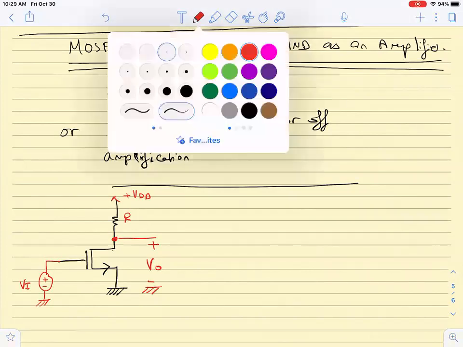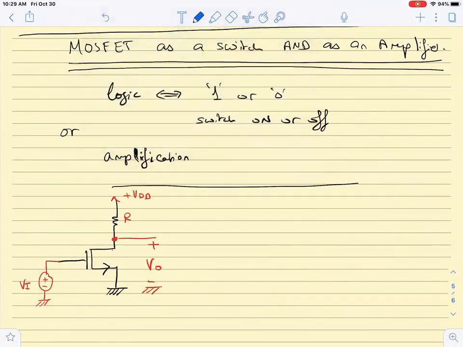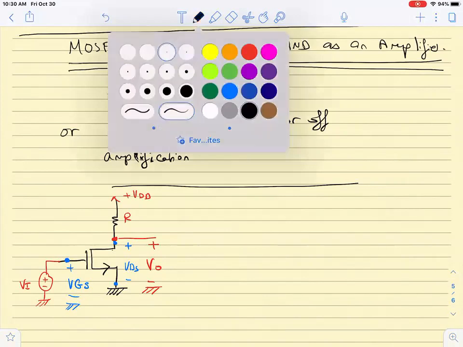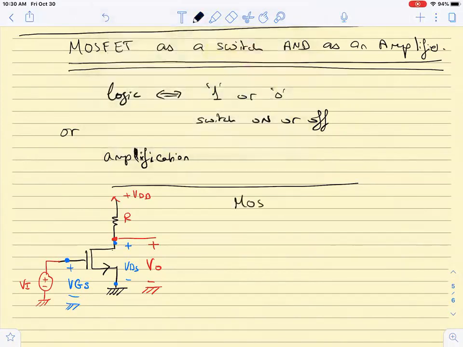Okay, so if I want to look in terms of the characteristics of the transistor, VO is equal to VDS, and Vn in this scenario is equal to VGS. Because this is the gate and this is the source, and this is the drain node here. So the MOSFET has specific parameters: it has VT and a certain K.